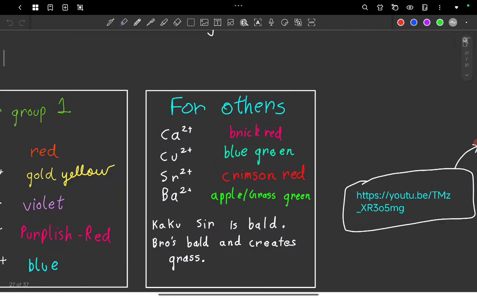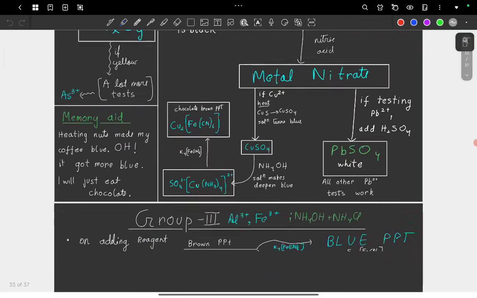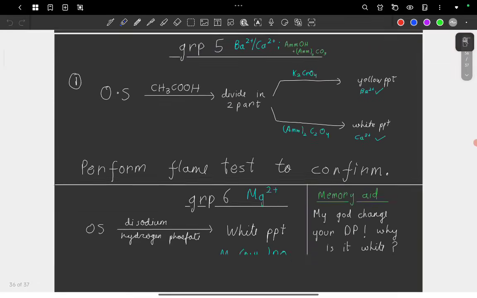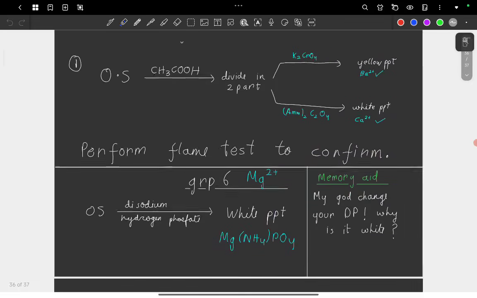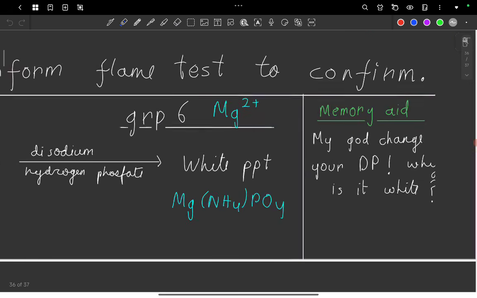Kakusar is bald, Bros bald, but he creates grass. Okay, so that was group 5. And lastly, if everything fails, group 0, 1, 2, 3, 4, 5, everything fails, you have to test for the last cation, which is the Mg2+, group 6.